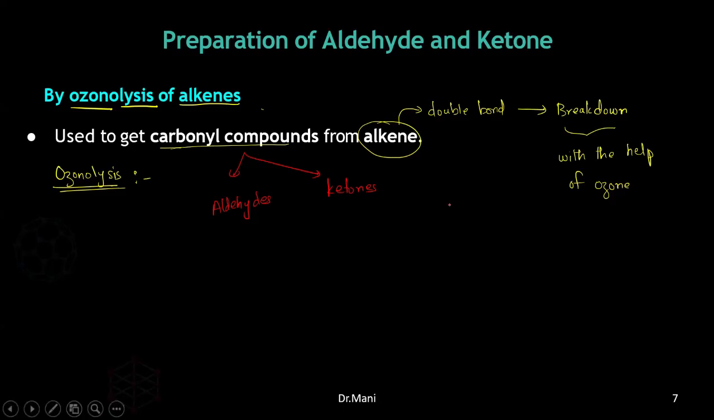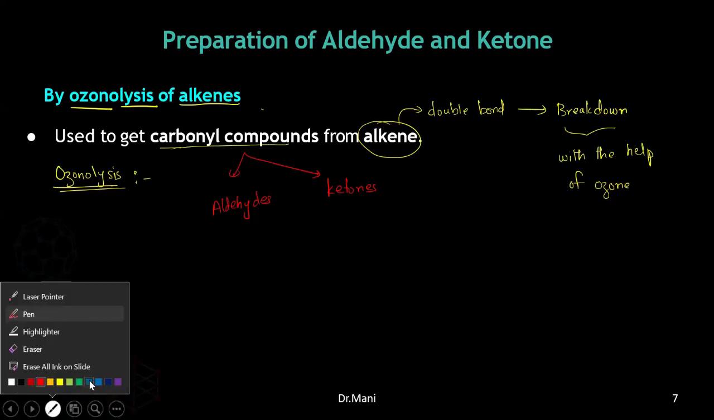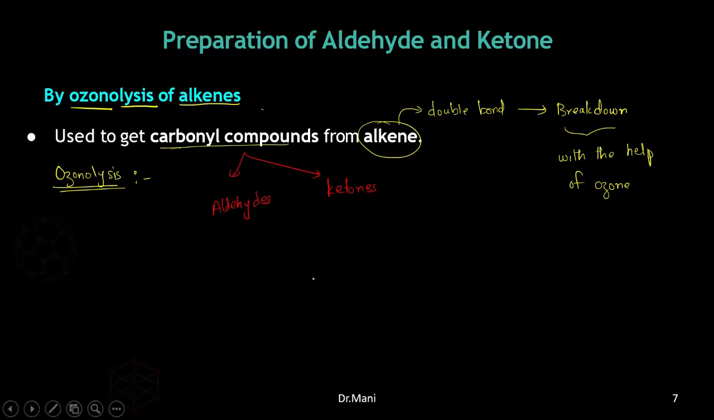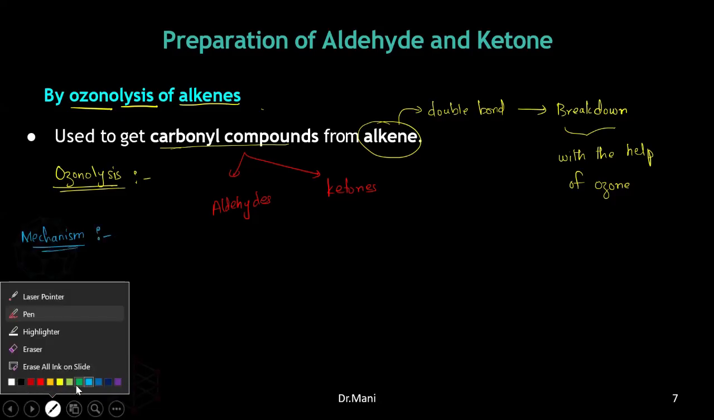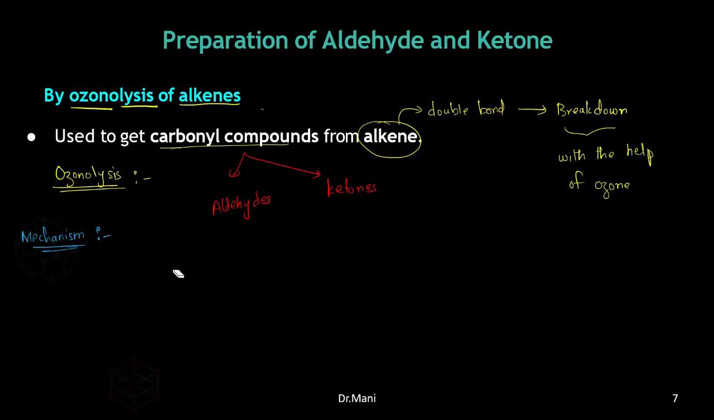Just know this mechanism and write it down. It will be very easy, because if any question comes, you can use this mechanism and process it. It is very important. What do we do here? I'll be showing the example. First, you just know the mechanism. How will the mechanism happen? The ozonolysis mechanism will proceed by an oxidative cleavage reaction.